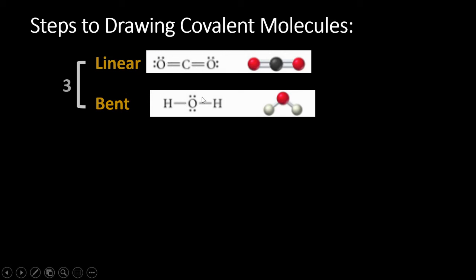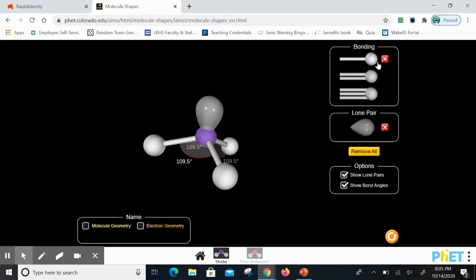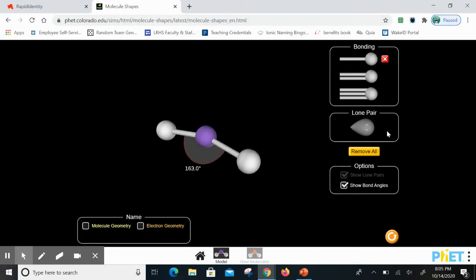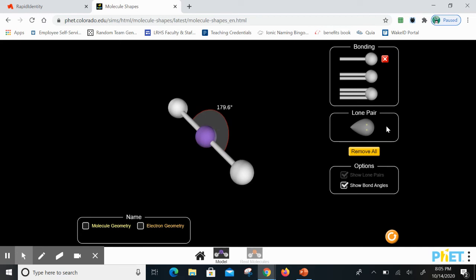Things would be bent if there's a lone pair on that central atom. So your oxygens, your sulfurs, that kind of thing. Those would be bent because those lone pairs need space. And as we just saw, if your lone pair needs space, then it's going to bend those things closer together, right? So your lone pairs are going to bend these closer together. Without them, it's 180 degrees.